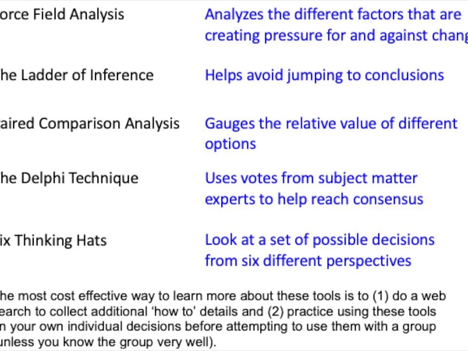We can also do paired comparison analysis, actual statistical analysis to gauge the relative value of different options. You can use the Delphi technique, which is voting from subject matter experts to help reach consensus. And there's a variety of ways you can do that. And then there's Edward de Bono's 6 thinking hats, which looks at your different options from 6 different creative perspectives.